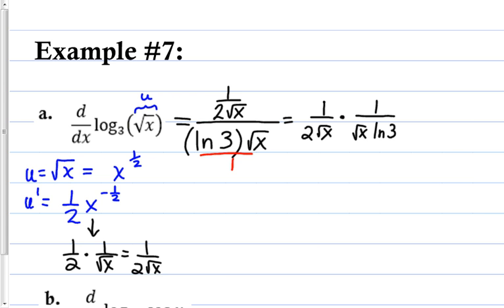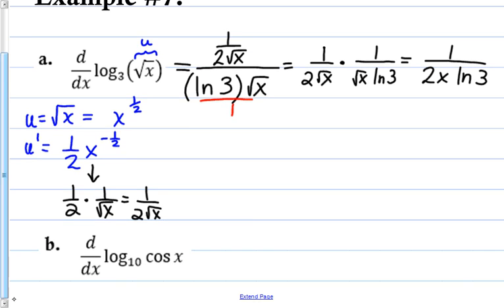And then simplify. 1 on top, the 2 stays. The square root of x times square root of x is one big fat x. And then the natural log of 3. And there's my answer to that.